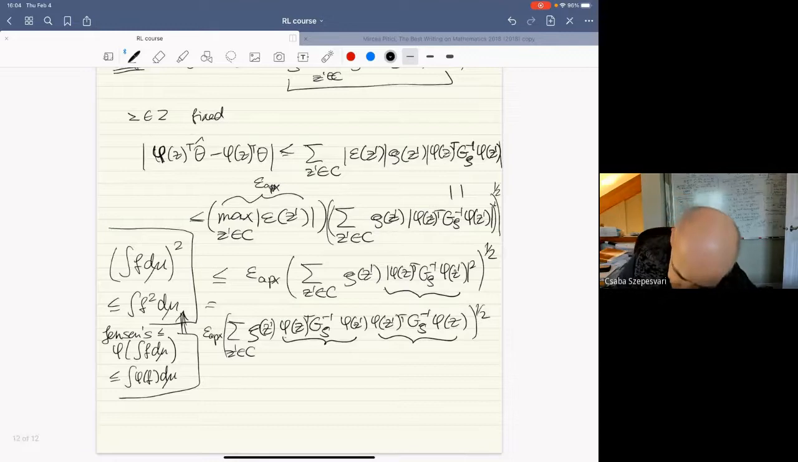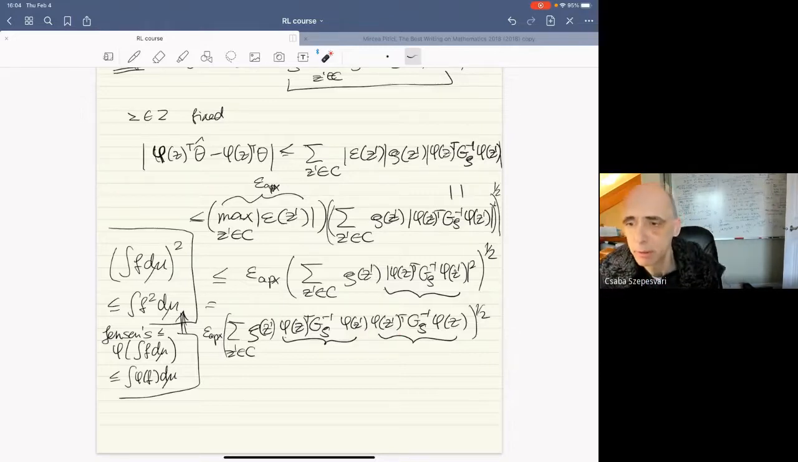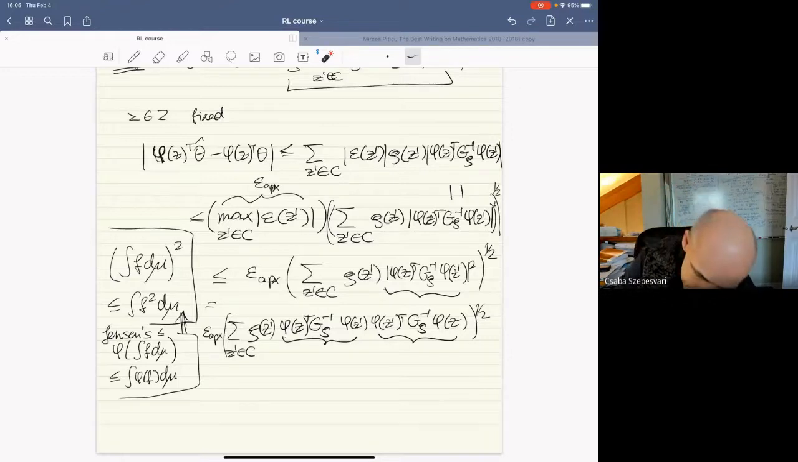And now you can notice that you can move this in front of the sum and this after the sum, because they don't depend on z prime. They can just be moved out of the sum. And what remains in the sum is this rho z prime. So you can move the matrices out as well. And then rho z prime times phi z prime times phi z prime transpose, which is what? What is that?